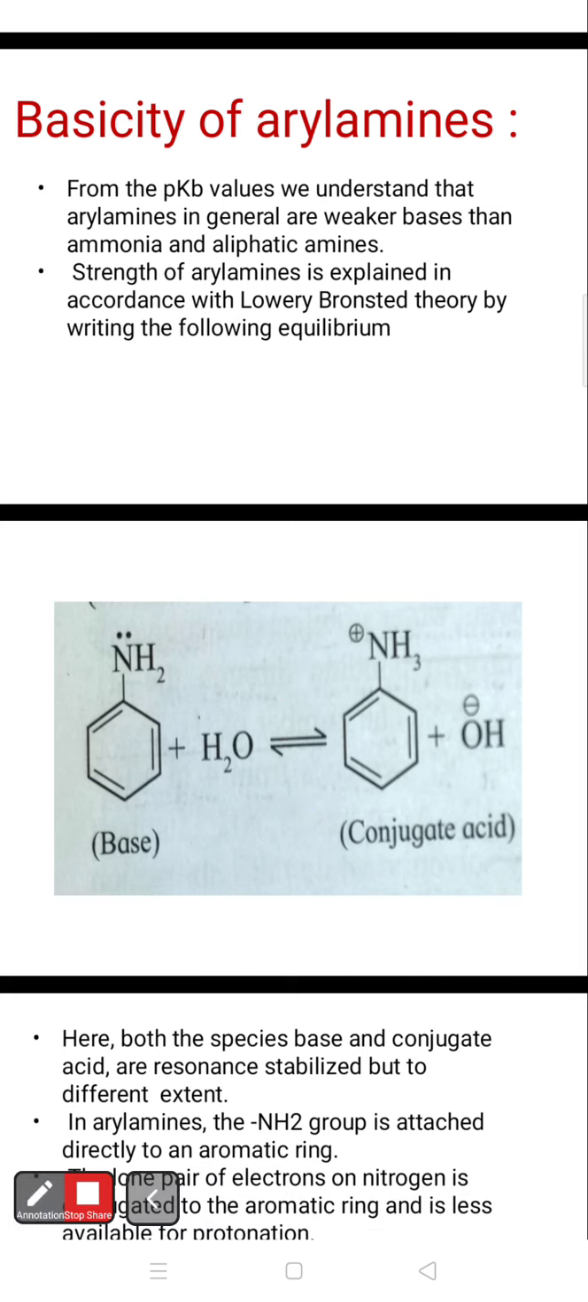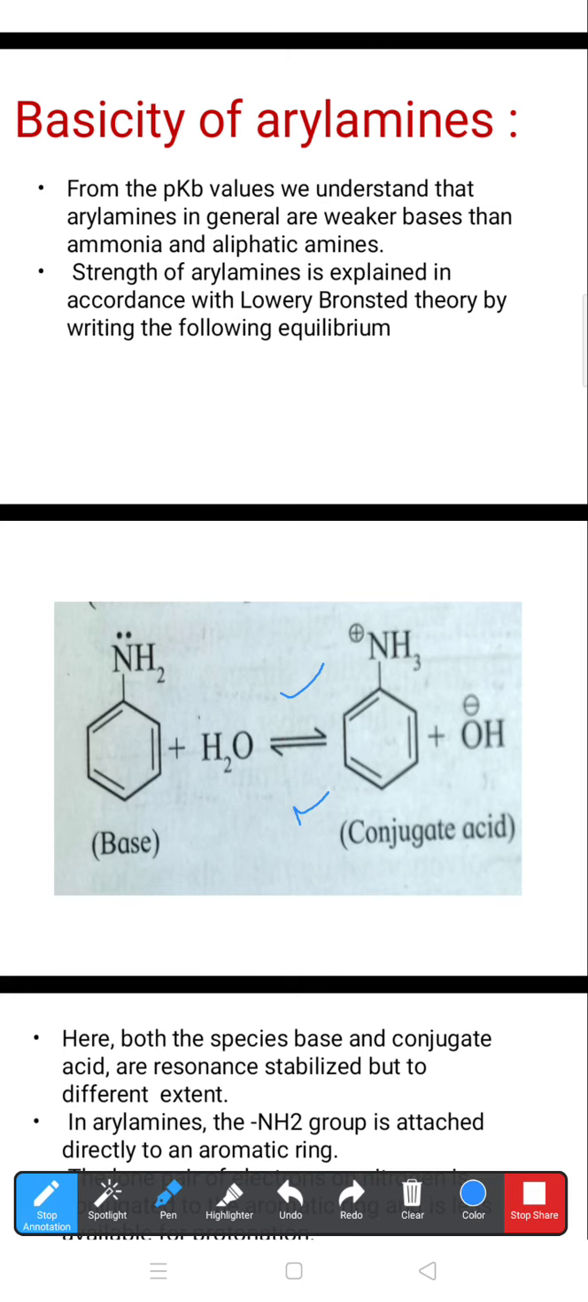In that, on the benzene ring, the amine NH2 has a lone pair of electrons on the nitrogen, and an atom which has a lone pair of electrons can easily donate it to a neighboring molecule or atom. That's why it is a base, you may say a Lewis base. By addition of a water molecule, it shows equilibrium and gives benzene NH3 plus, with positive charge on nitrogen, plus OH minus ion. Here the NH3 plus ion with benzene is called the conjugate acid of this base.